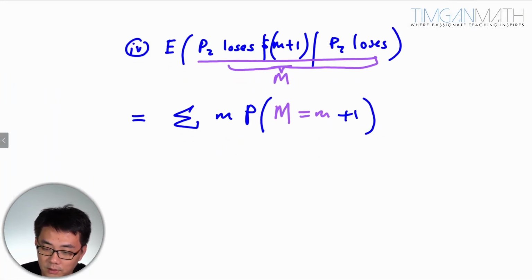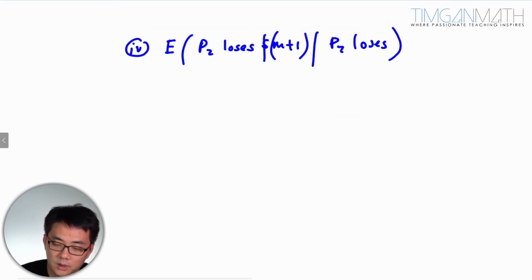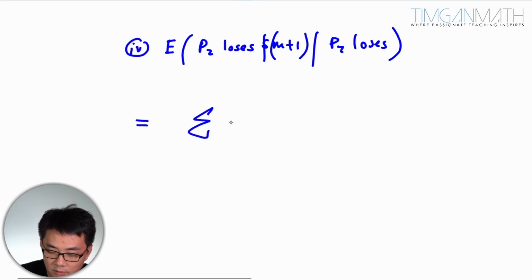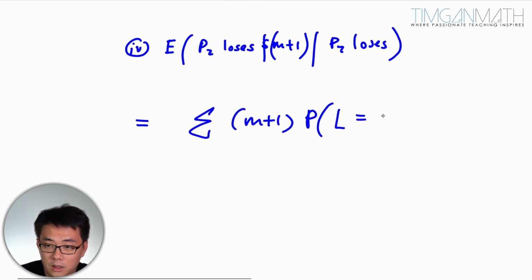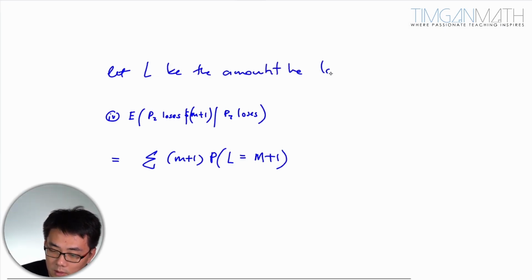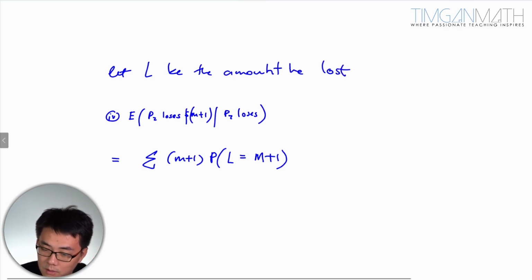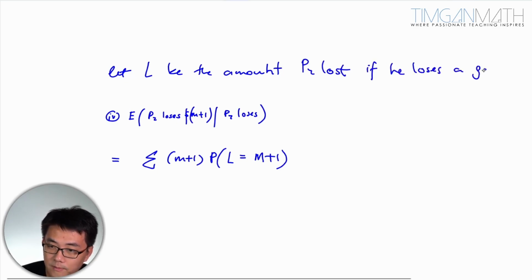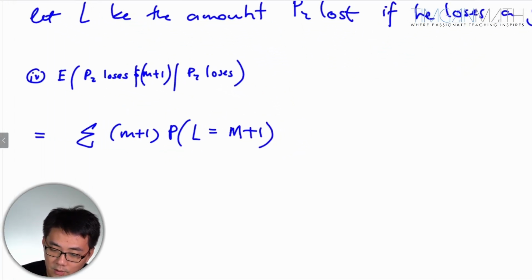So you're losing n plus 1. So actually what you need to do is, this is n plus 1. So it would just be the summation of n plus 1 times the probability of when you lose n plus 1, right? Let L be the amount he lost in a game, P2 loses. If he loses a game, okay, so this is the amount he lost.